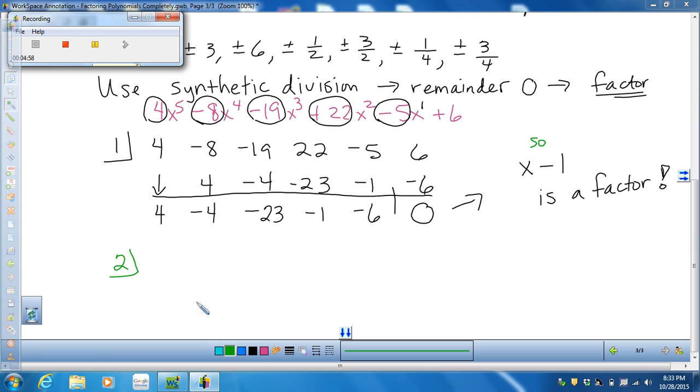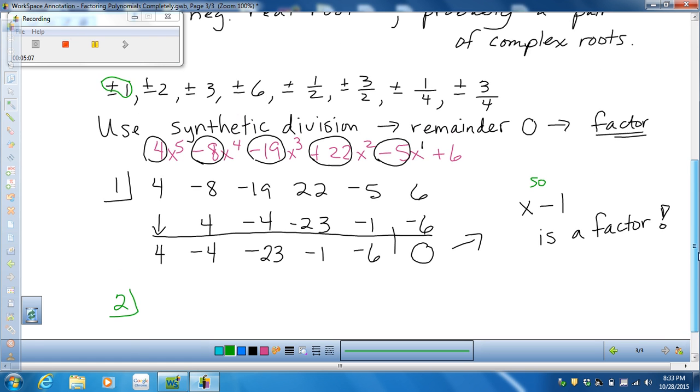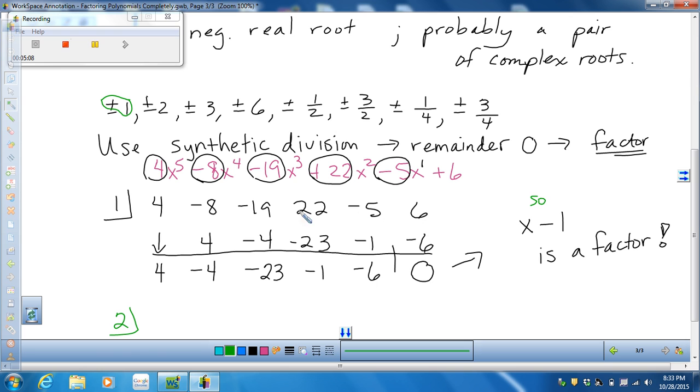Now, as I'm working with positive 2, I have a couple of options. I can go back to the beginning, and I can use this original set of polynomial values, or I can use the new set. Remember, the new set corresponds to x to the 4th, x to the 3rd, x to the 2nd, x, and no x. So I can either use these original ones, or I can go to my new set and use them. If I use the new set, I do not need to use the 0 that was the result of the remainder.